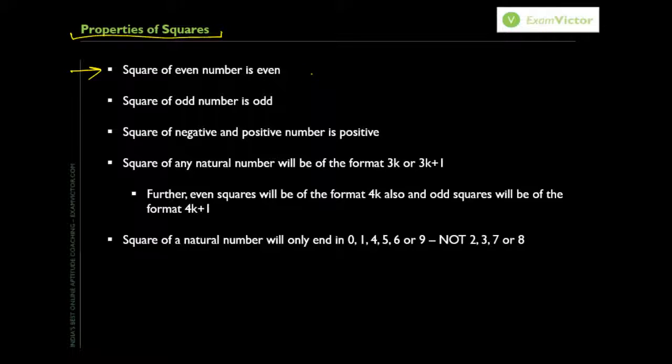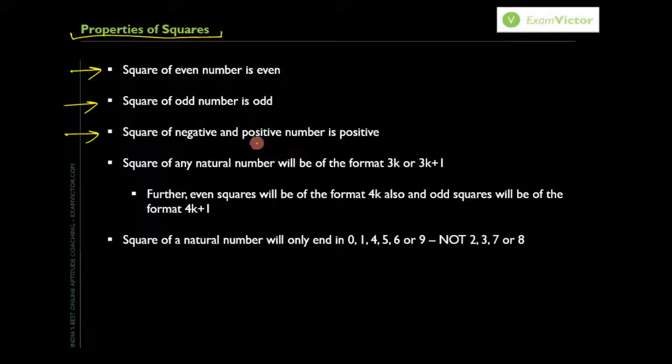Quite obvious. Even into anything is even, so even into even itself is also going to be even. Similarly, square of odd number is odd, because when you multiply two odd numbers you get an odd number, so when you multiply an odd number with itself also you should get an odd number.